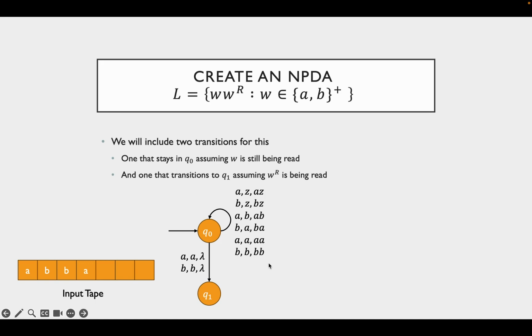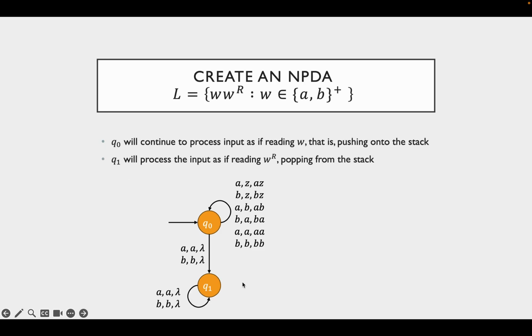One stays at Q0, assuming W is still being read. So if we read an A, pop an A, we put two A's back on. If we read a B, pop a B, we put two B's back on. One transitions to Q1, assuming WR is being read. That is, we're already reversing the word. So if we read an A, pop an A, we push nothing. Read a B, pop a B, we push nothing. And now we're in Q1.